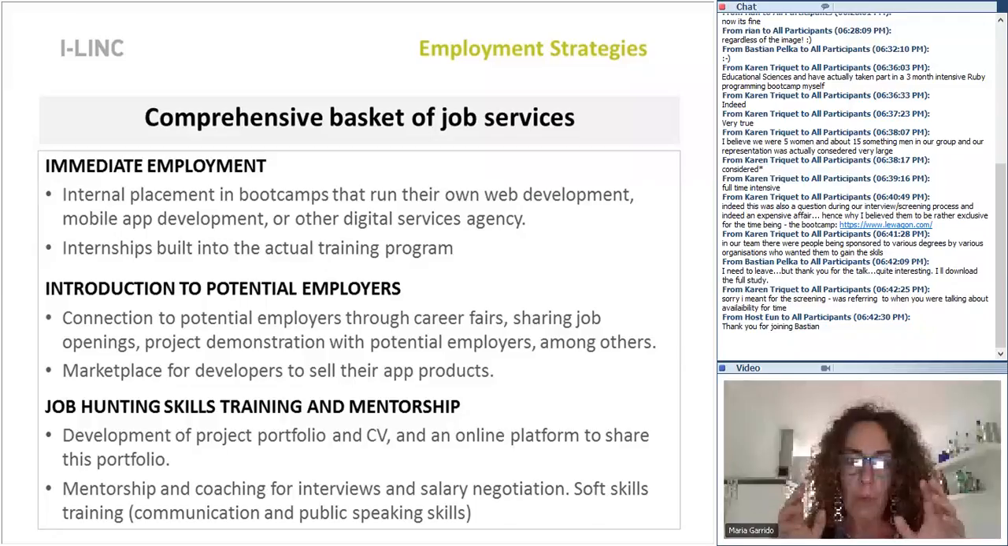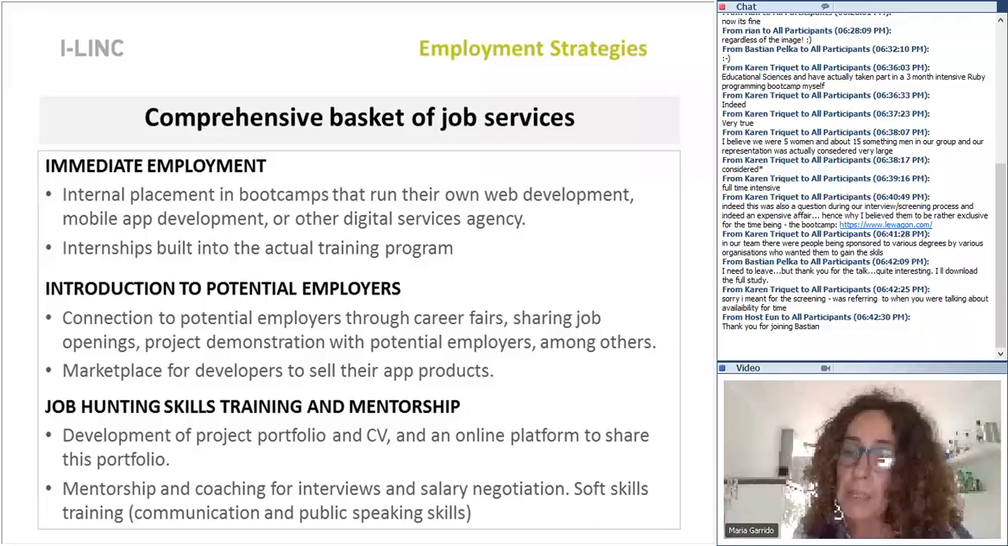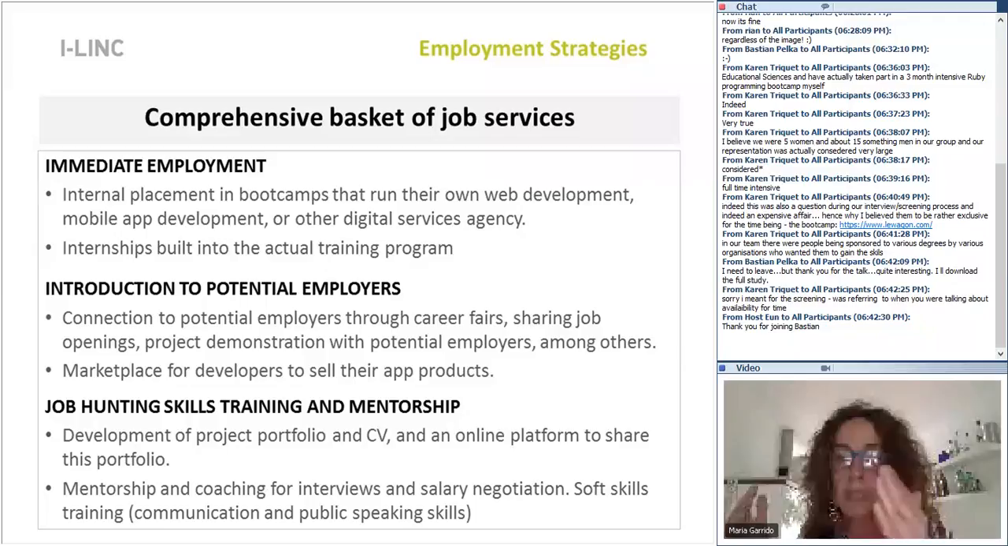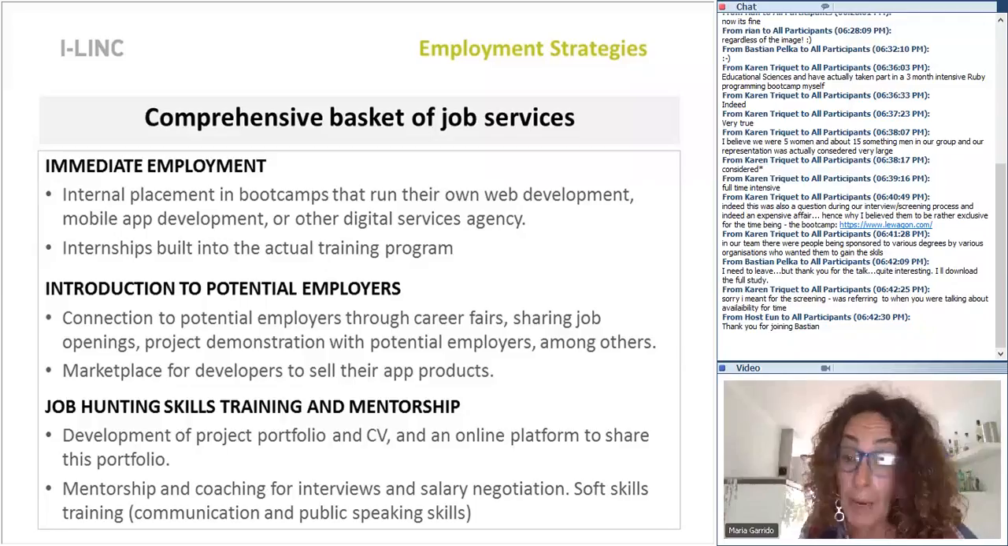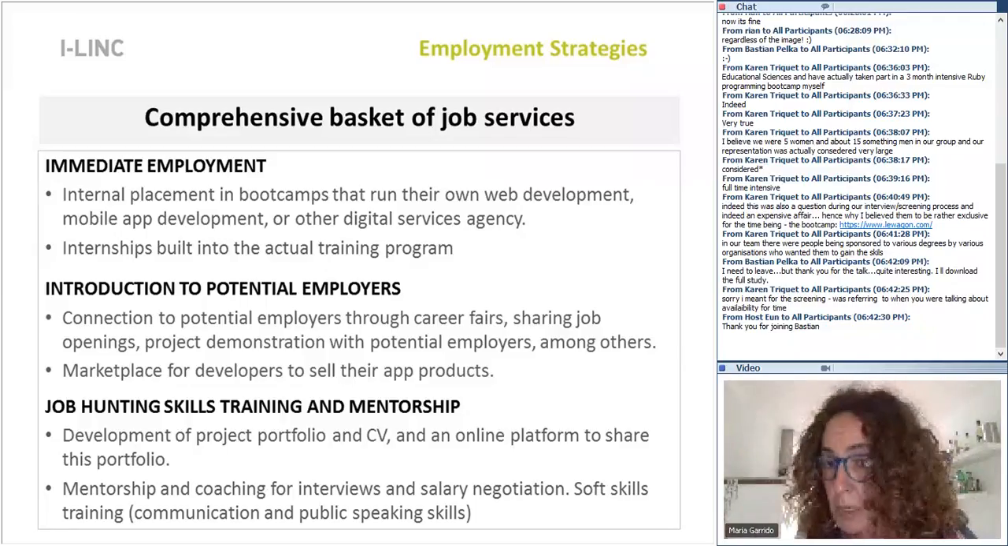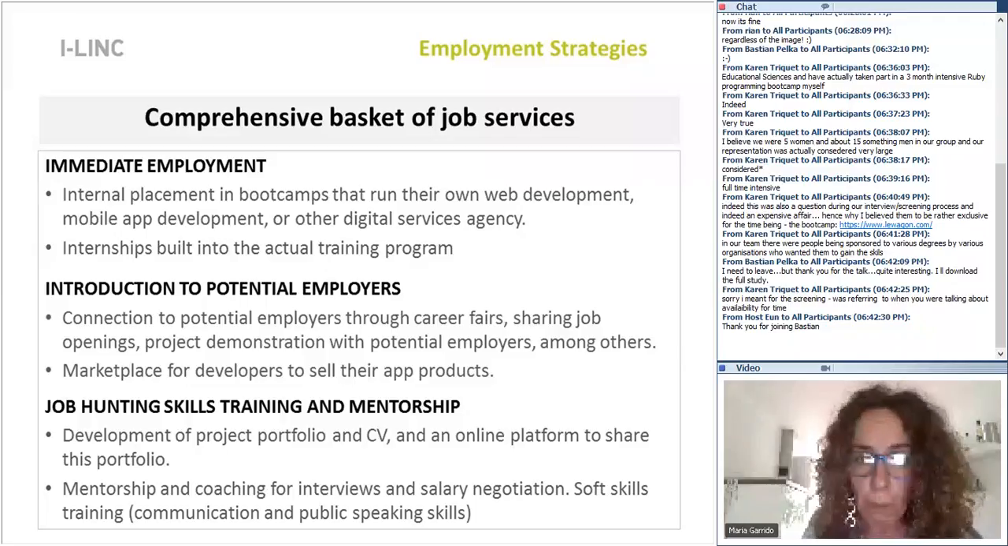So the component of job services is very important, especially if you assess these types of training programs from an employability perspective. Providing the training is great, but it has to be accompanied by comprehensive employment services in terms of assessing the impact of this type of training on employment. Without this basket of services, it will be complicated because you will have only part of the picture of the skills, but the connection needs to be there.